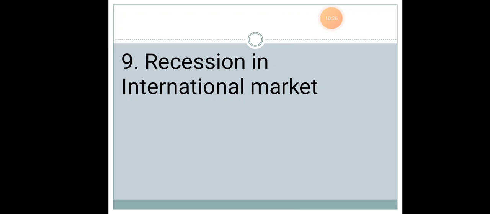The people who have gone out of India just to search for jobs have been coming back. This is also the recession in the international market, where, based on the international market, the Indian economy can come down, or unemployment will start increasing. These are the causes of unemployment. Next thing is about the consequences of unemployment.